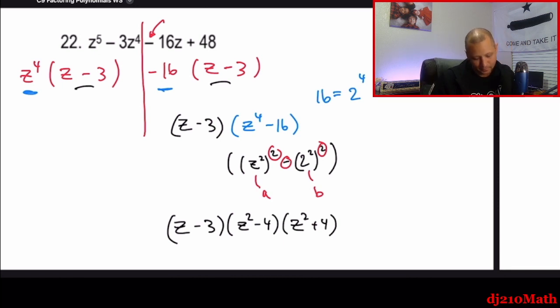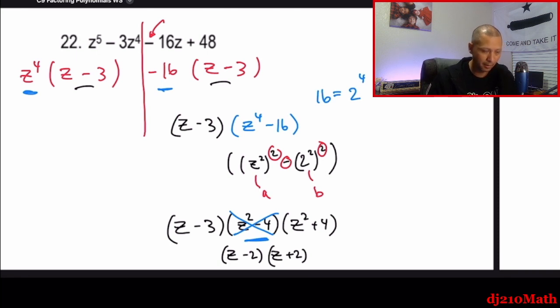Okay, we always got to check to see, can we go further? Well, yes, we can, in fact. So this middle term is the difference of squares also. So 4 is really 2 squared. So this means z minus 2, z plus 2. So these are our 4 factors, right? Z squared plus 4, it's not a thing. It can't be factored.